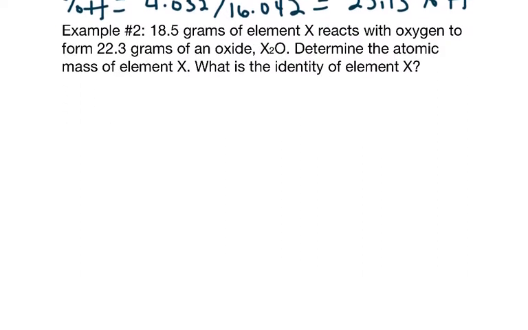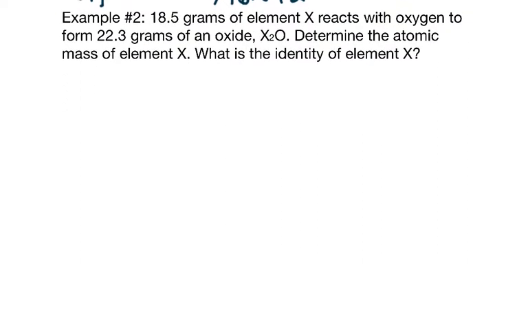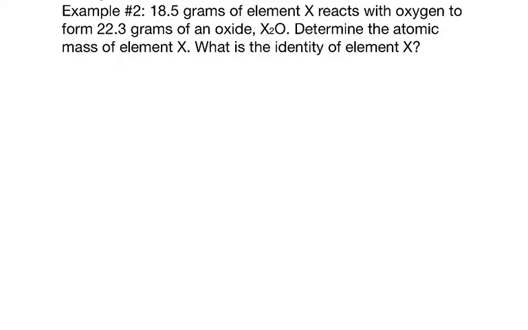Okay, let's talk about how this comes in handy. Sometimes chemists might use this concept of percent composition to help identify a compound. So in example 2, it says 18.5 grams of element X reacts with oxygen to form 22.3 grams of an oxide, which we know has the formula X2O. Determine the atomic mass of element X, and then what is its identity?